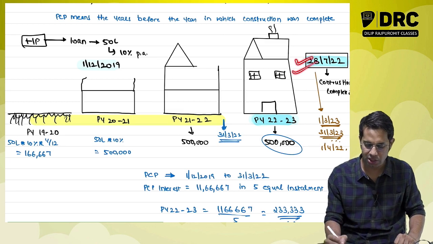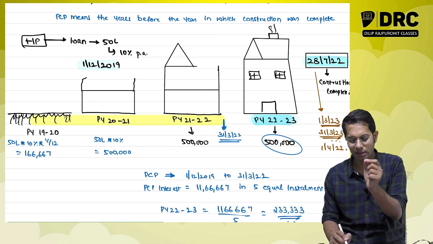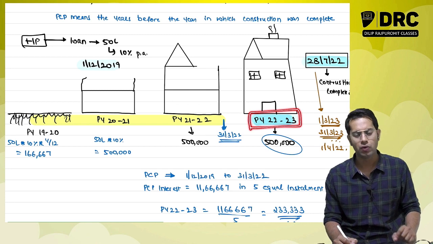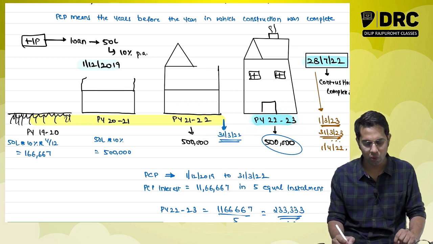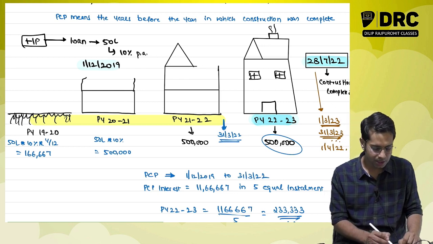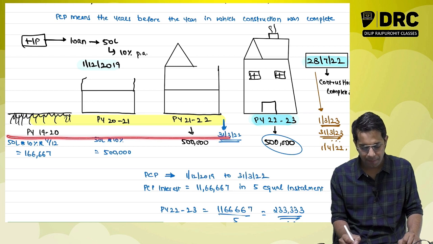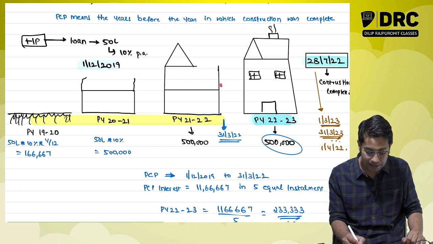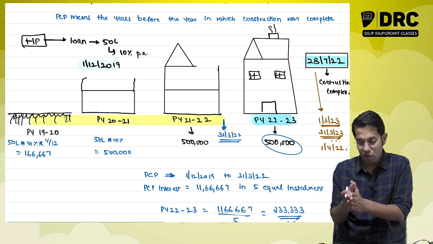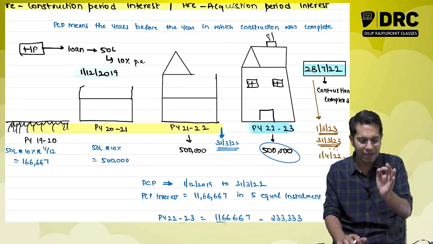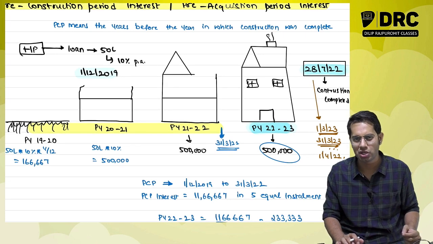In our present case, construction got completed on 28th July 2022, which is falling in the previous year 22-23. So pre-construction period in this case would mean the period starting from the previous year in which loan was taken till the end of the previous year before the previous year in which construction was completed.